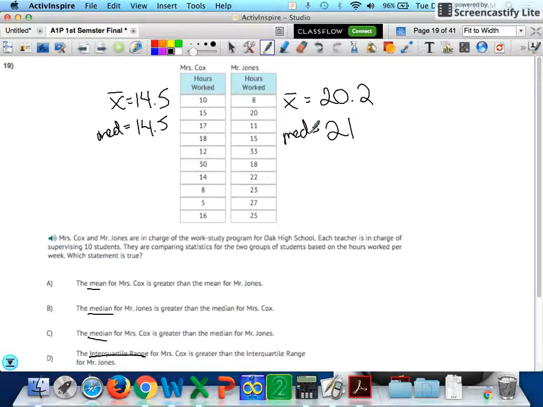So it looks like Mr. Jones worked a little bit more, okay? They're just trying to compare these scores. So now I want to compare them. The mean for Mrs. Cox is greater than the mean for Mrs. Jones. That is not true. You can tell his mean is higher.